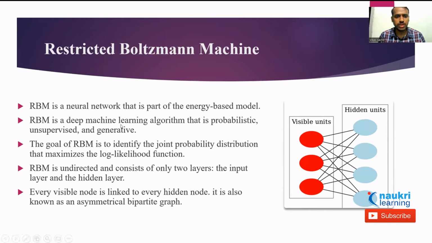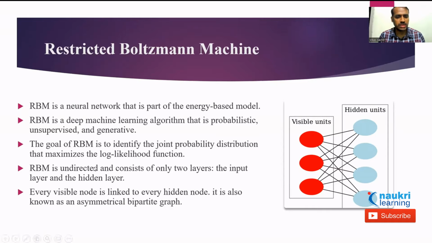And RBM is a deep learning algorithm that is probabilistic, unsupervised, and generative. This is basically a deep learning model. The goal of the RBM is to identify the joint probability distribution that maximizes the log likelihood function. This is nothing but the probability outcome. What is the outcome? What is the correct output? It will be predicted based on the probability value.